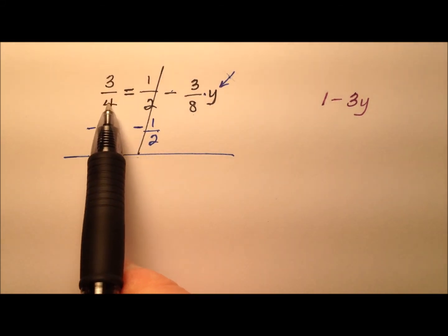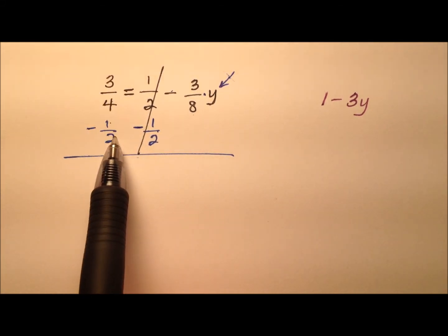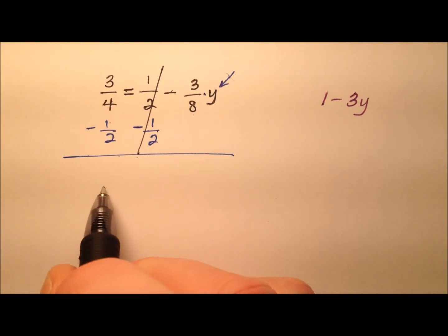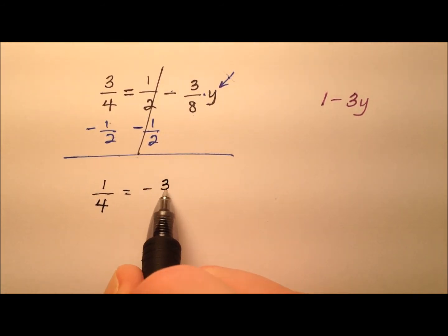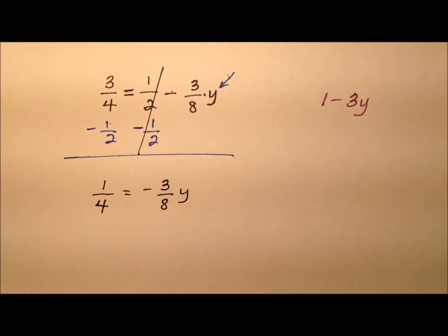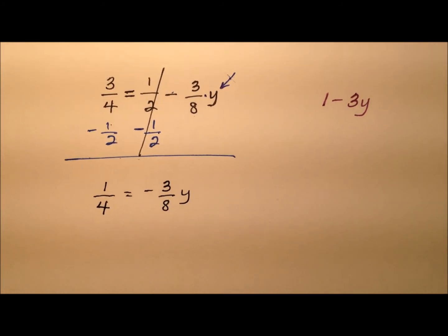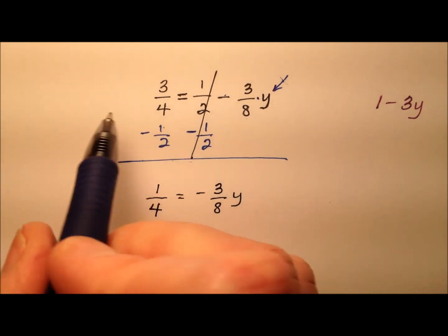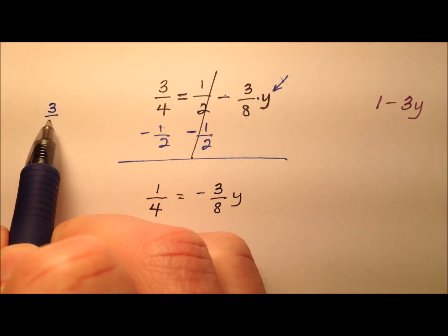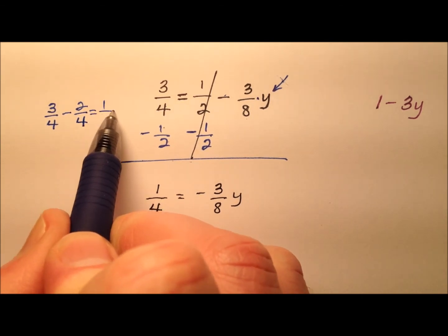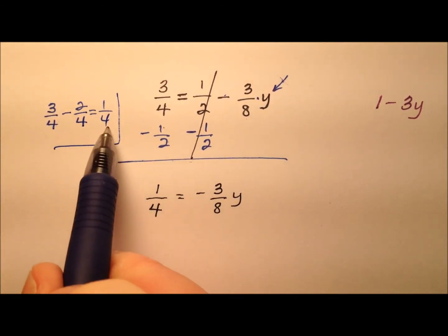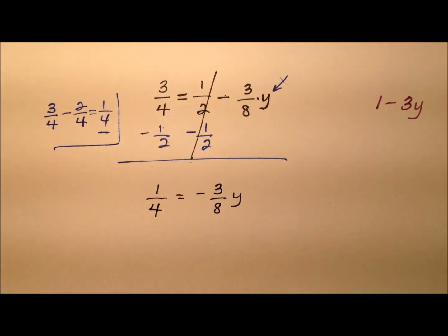And is this something we can do in our head? 3/4 minus 1/2. So that's just going to be 1/4. And that's going to equal negative 3/8 y. If you want to see that with common denominators, this 3/4, so it'll be 3/4 minus 1/2, which is 2/4, and that'll be that 1/4 right here that I wrote down there.